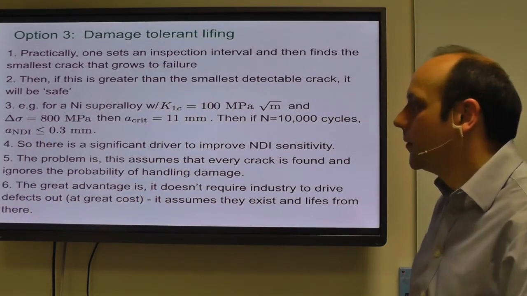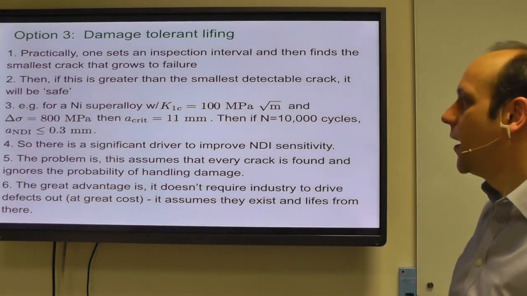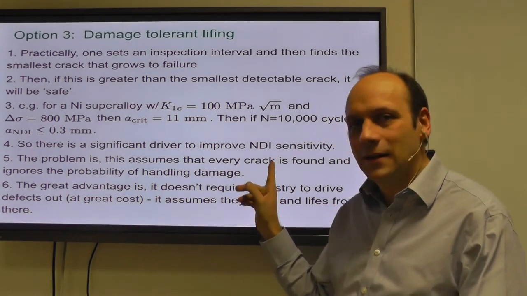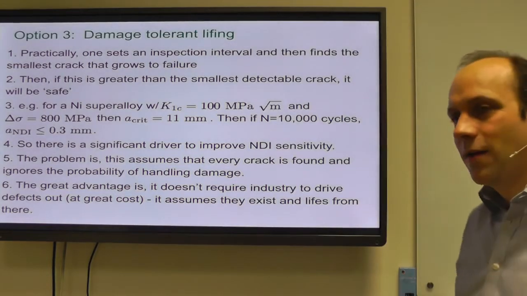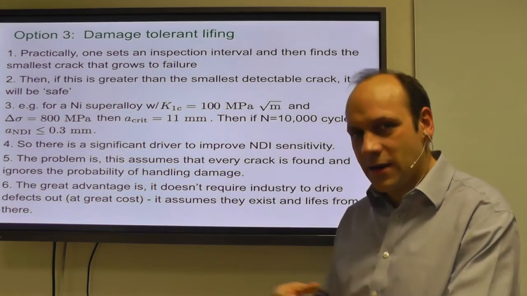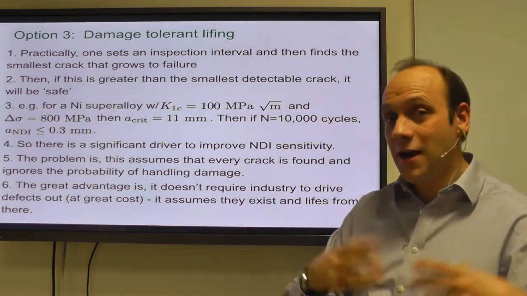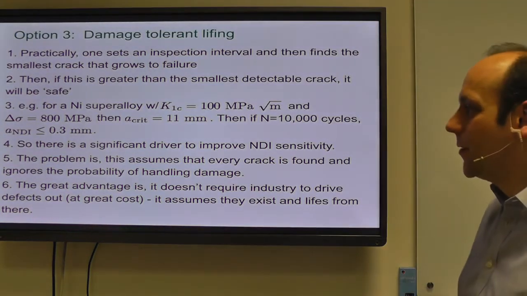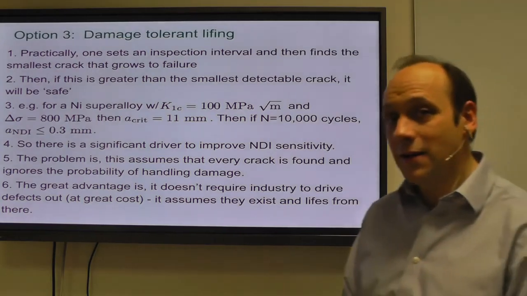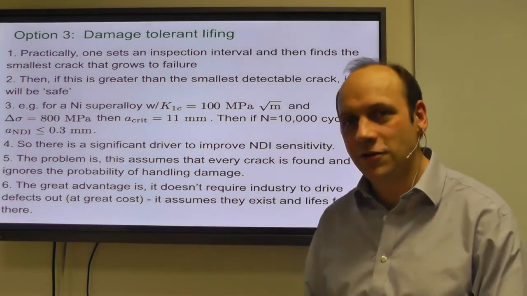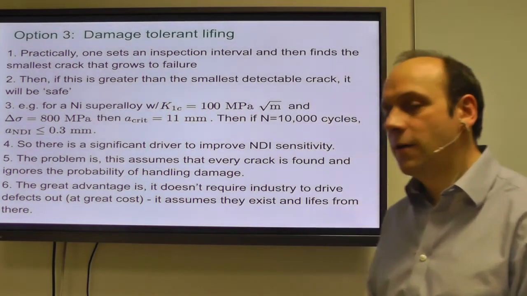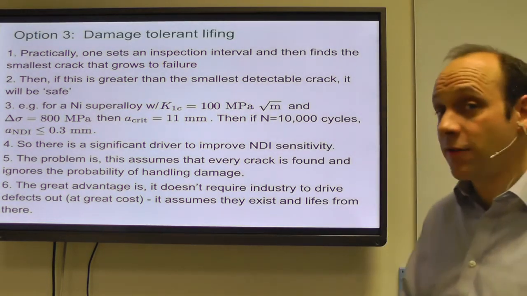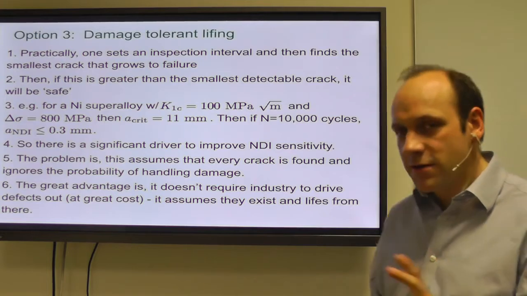There's a problem though, which we'll see when we look at the Sioux City accident, which is that this assumes that every crack is found. And it ignores the possibility that in taking it apart and inspecting it and putting it back together again, we may actually damage the component. But the US Air Force has 20 years experience now of this approach and making it work. So at least in the military context, it can work quite well and has saved them an awful lot of money. There are some special factors.